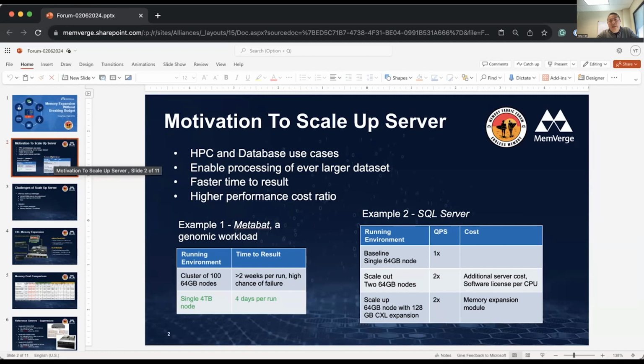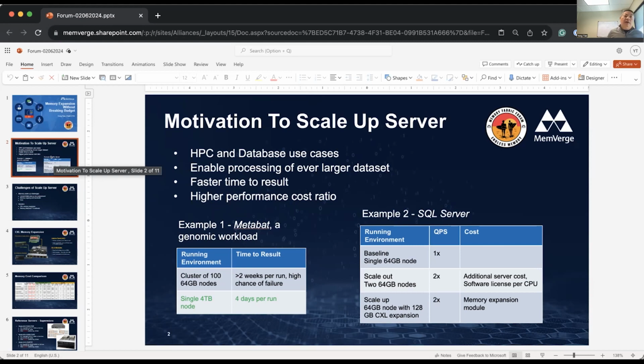The first is when we have ever larger data sets, and I think Michael's memory wall would be a good example of this. When we have to process ever larger data sets, sometimes it's not possible to shard these data sets and process them in a distributed fashion. Then in that case, you really need a scaled up single server to handle that. We have seen this in the genomics case most recently, but it's true for other kinds of simulation as well.